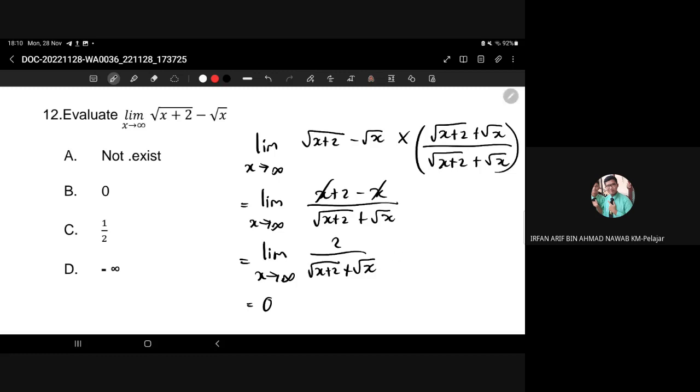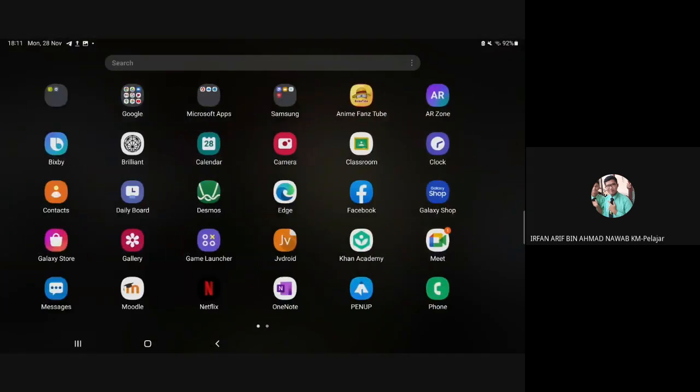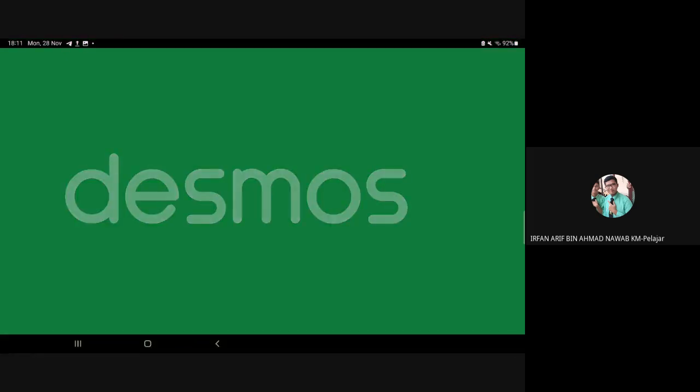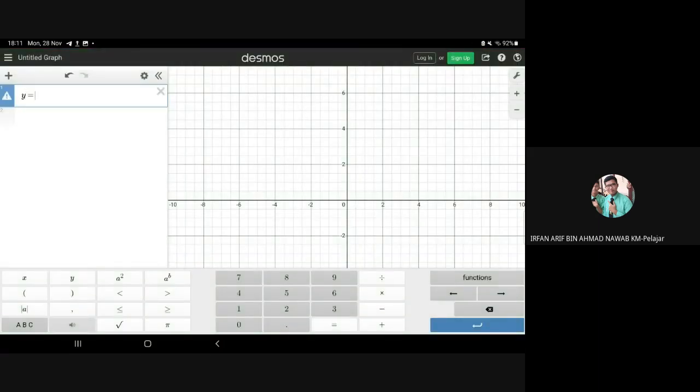This is a really tough question to explain if you can't imagine it properly. But if you want to visualize it, then I could show you on my Desmos here. Desmos is a really important tool if you want to see how the graph looks. Okay, so let me just graph it out for you guys. x plus 2, oh sorry, and then minus square root. Oh sorry, okay. Square root of x.